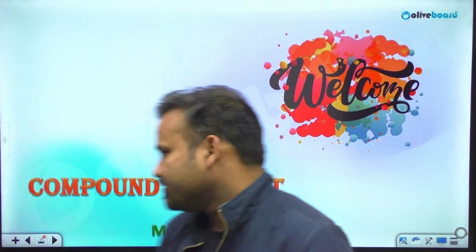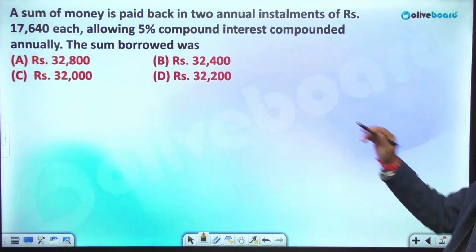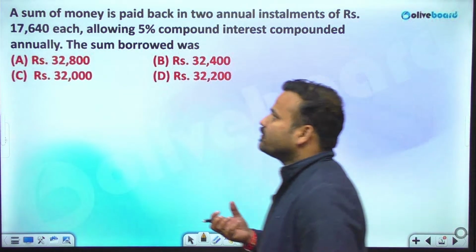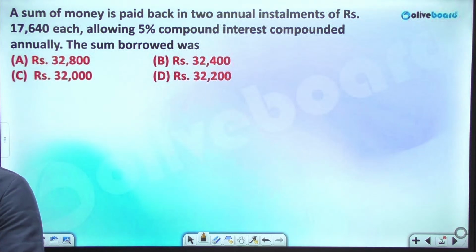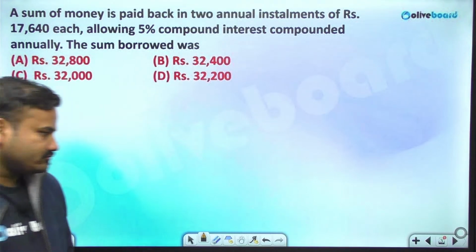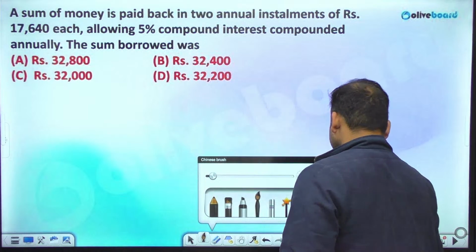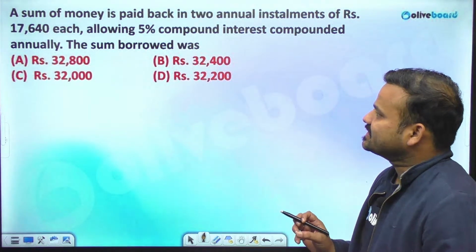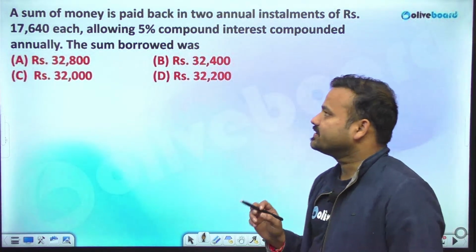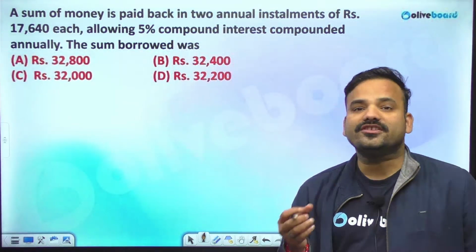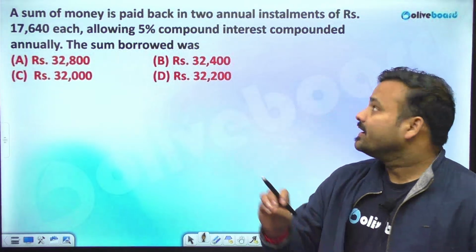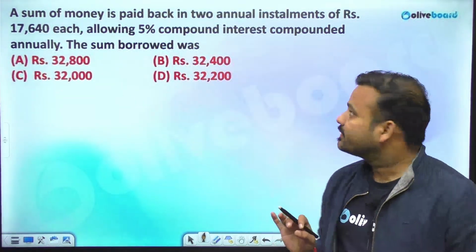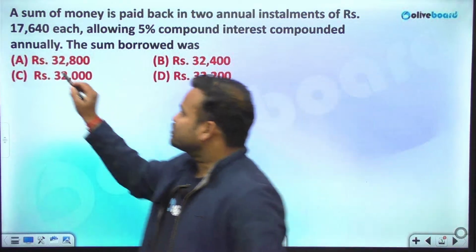So the very first question is a question based on installments on compound interest. Question says a sum is paid back in 2 annual installments. So there is a particular sum which is to be paid back in 2 annual installments of rupees 17,640 each. And the value of each installment is 17,640.